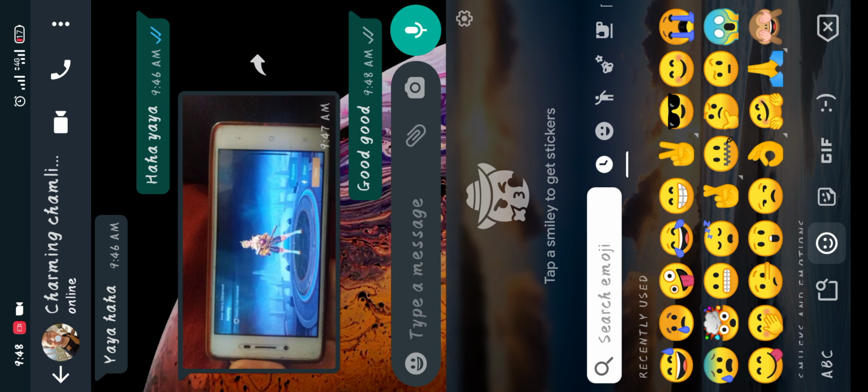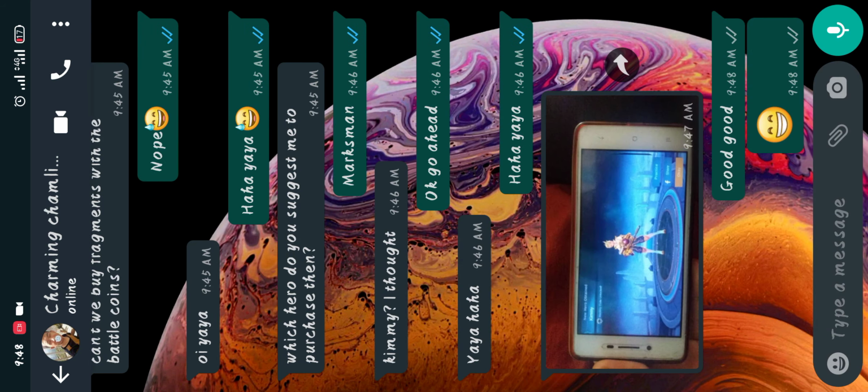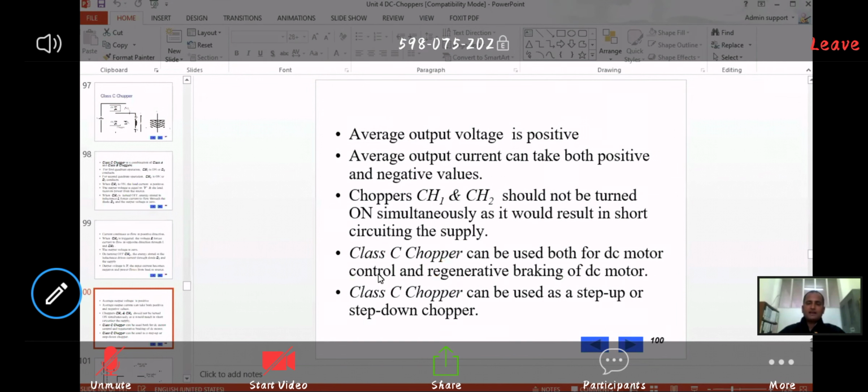So both CH1 and CH2 turn on simultaneously. So chopper C, the class C chopper, can be used both for DC motor control and regenerative braking of the DC motor. So it can be used for the control of the DC motor.